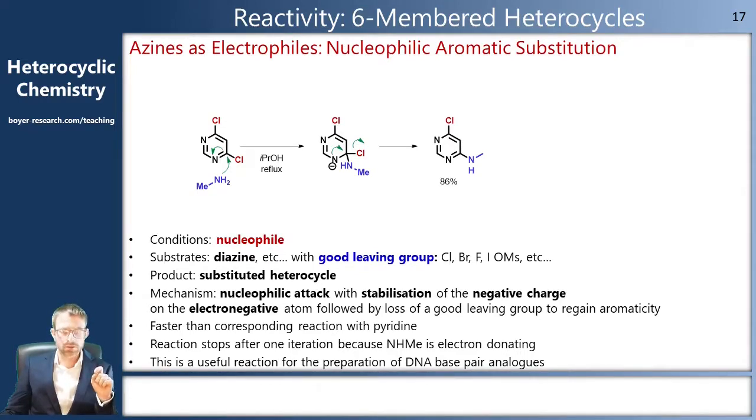The nitrogen will attack, we'll get stabilization of that negative charge on the electronegative nitrogen atom, followed by restoration of the aromatic ring and loss of a chlorine. What's interesting here is because we have swapped an electronegative chlorine for an electron donating nitrogen atom, the reaction stops after one iteration, because the product with one nitrogen and one chlorine substituent is not as electron poor as the starting material with two chlorine substituents. This is an interesting reaction because we can see this is very similar to some of the structures seen in DNA bases.